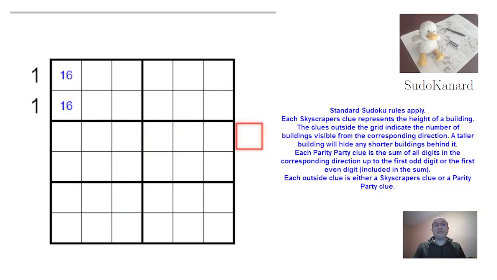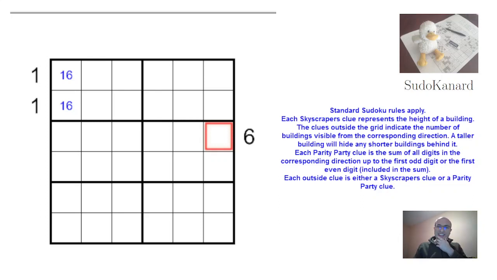And a more extreme clue is definitely a 6. If you're using a skyscraper, then you must see all 6 buildings, which means that they must be in ascending order from your point of view. And you see that this clue as a 6 won't work because of this 1-6 pair. And because of this, a 6 clue in such a position would necessarily be a parity party clue.